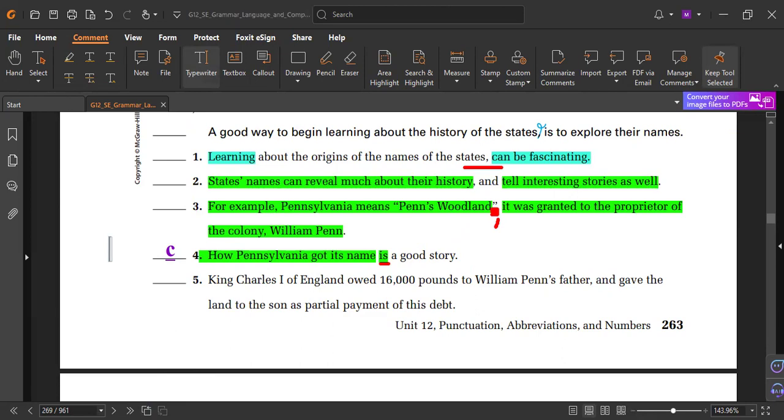King Charles of England owed £16,000 to William Penn's brother. And after England, there's a comma. So do you need it or not? Yes, there is. That means we need to delete this comma because the second clause lacks a subject. This part.